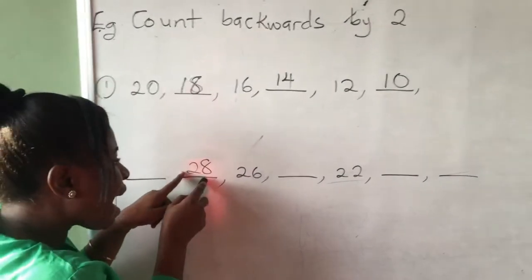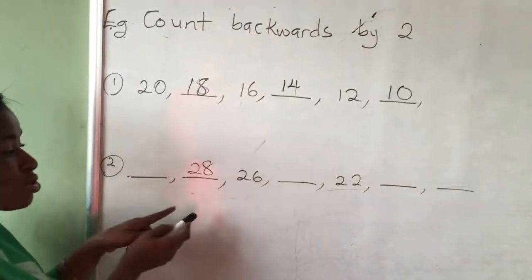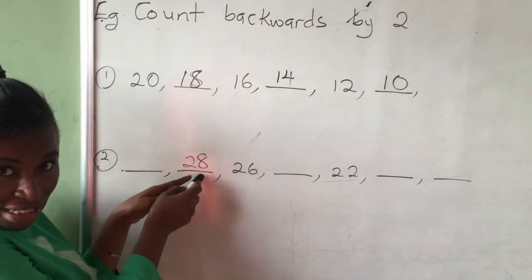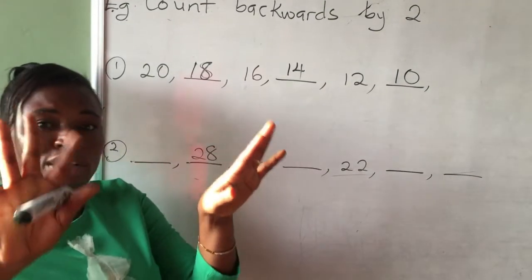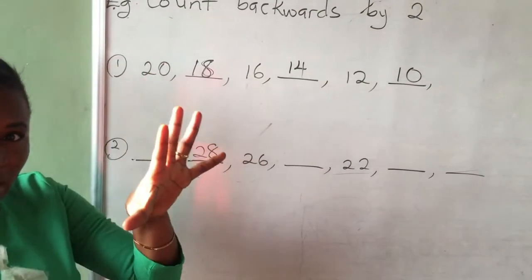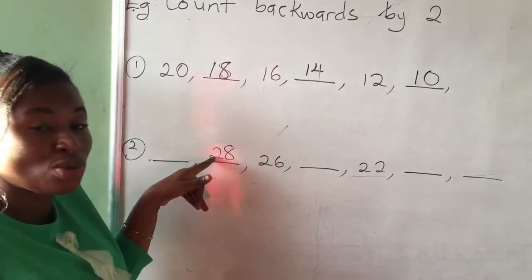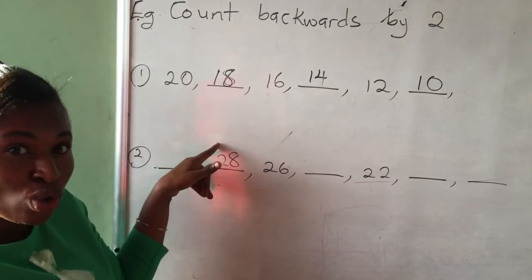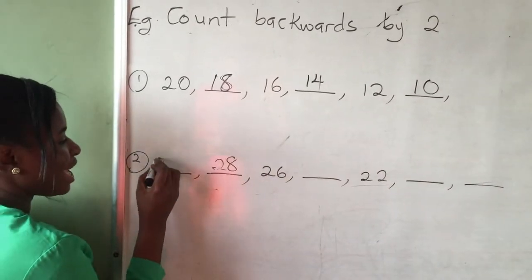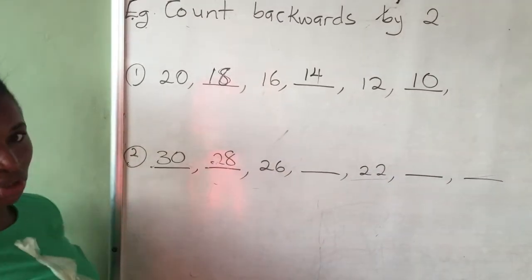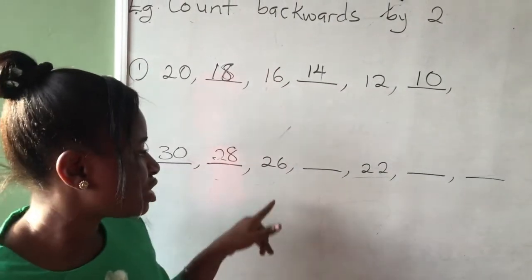Okay, now here I have what? 28. To help me get here, I have to add 2 to 28. Okay, and this one is 8. If I have 8 and I add 2, it means I'll get 10. So if I'm to get 10, if I change this 2 plus 1, will give me what? 3. So here will be what? 30. Very good. So counting backwards, I have 30, 28, 26.